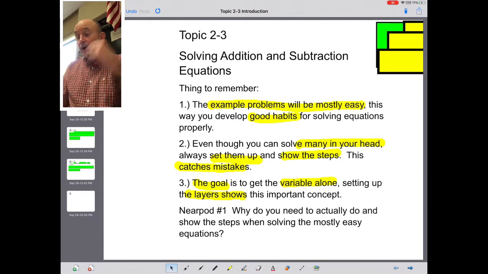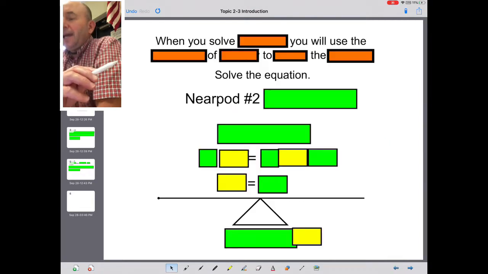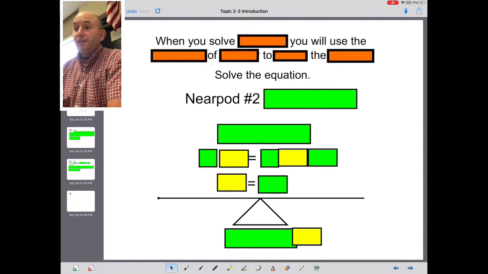Alrighty, here we go. The reason that we actually do and show the steps when solving a simple equation is because we want to develop good algebraic habits and good algebraic skills. Because once we leave 6th grade, we're going to move into our secondary math, and we'll want those skills in place for the very difficult calculations we get in those grade levels. All right? Okay, well, let's actually look at this process.